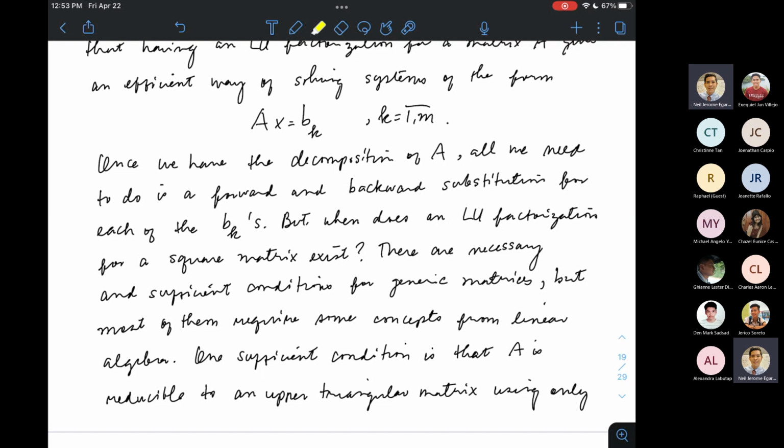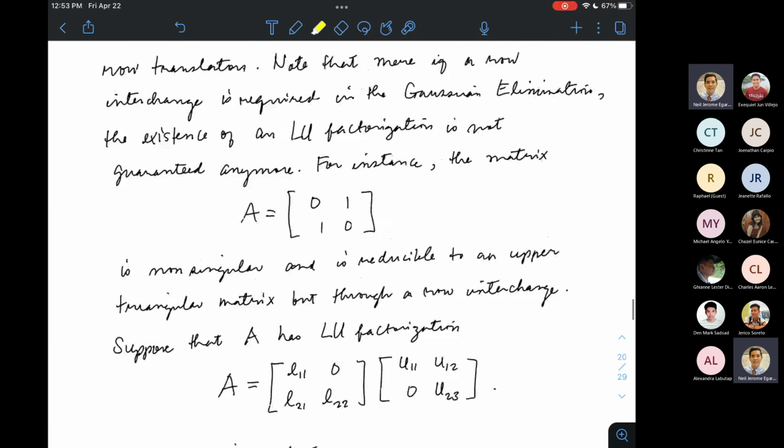Alright? Pero merong mga matrices na walang LU factorization kahit sila ay invertible. Halimbawa, itong 2 by 2 matrix na to. Yung 2 by 2 matrix na yan, meron niyang inverse. Okay? Pero yung reduction niya mula kay A papunta sa isang upper triangular matrix will require us to interchange the first and the second row. That's the only way that we can reduce it to a matrix U. Kailangan talaga natin yung row interchange. Alright?